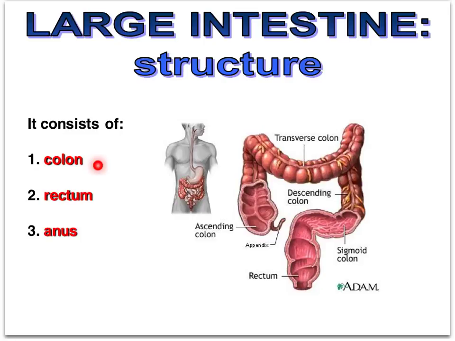So the colon, yes, it is broken into different parts, but we're just going to summarize it as the colon. The small intestine would sit in the middle here, and there's the appendix. So the food, or the waste at this point, will travel into the colon, and then into the rectum, and then out the anus.